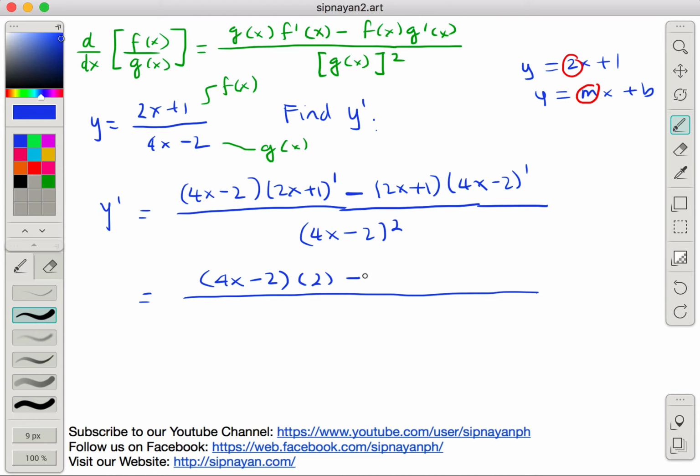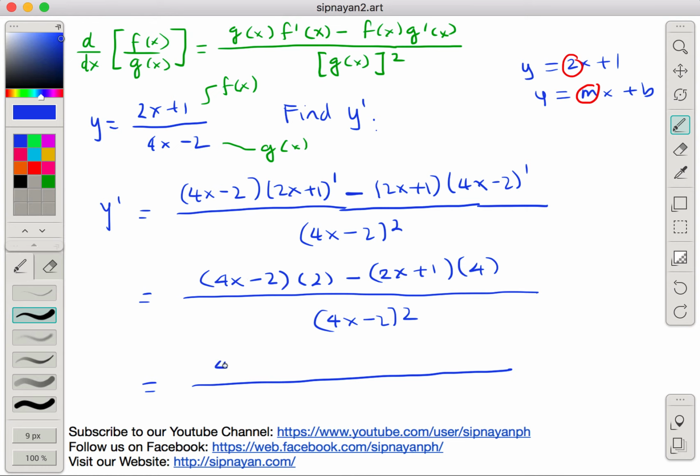Minus 2x plus 1 times the derivative of 4x minus 2. Again, this is a linear function. So, 4 yung kanyang derivative. And yung sa baba natin is 4x minus 2 quantity squared. So, this is just multiplication. Ang gagawin natin is to distribute. By the distributive property, we multiply 2 by 4x minus 2. So, 2 times 4x, this is, sorry, 8x. And then minus 4.